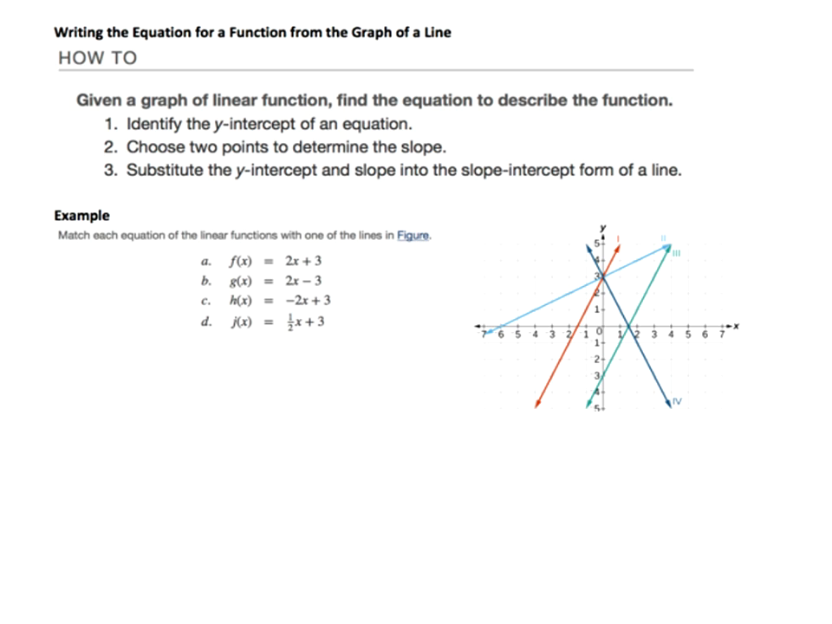Okay, write the equation for a function from the graph of a line. So they've given you 4 lines on the graph, and you're just supposed to match the equation. So this is just getting you warmed up to the idea. The first thing you'll want to do is identify the y-intercept, because you know that's what's going to be hanging on at the end there as a constant. Choose 2 points to determine your slope, and then substitute the slope and y-intercept into the slope-intercept formula of a line.